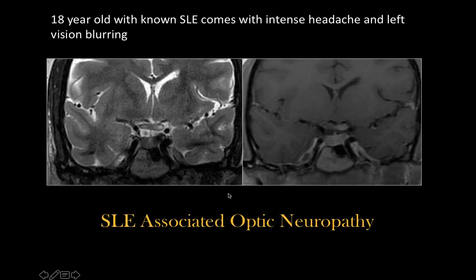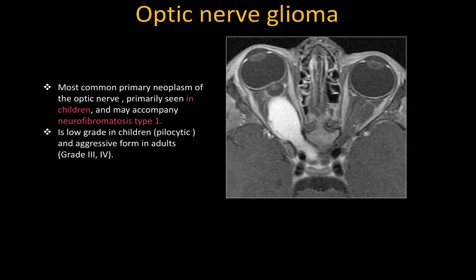Okay, so this is an 18-year-old boy who had known SLE who came with intense headache and blurring of the left eye, left vision. So again we see here there is abnormal signal involving the optic chiasm on both the sides. However, the left side is swollen and it shows enhancement. So this is SLE associated optic neuropathy.